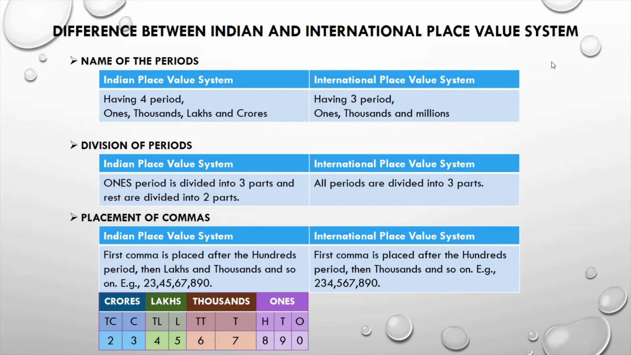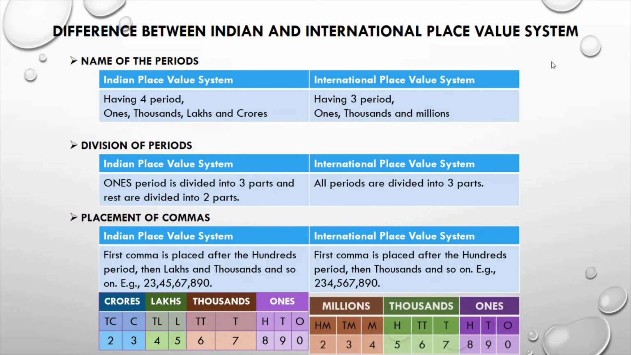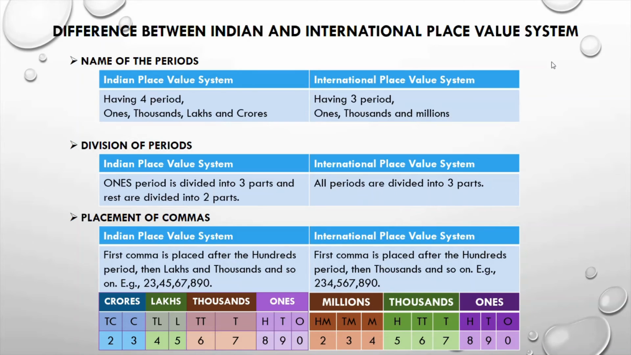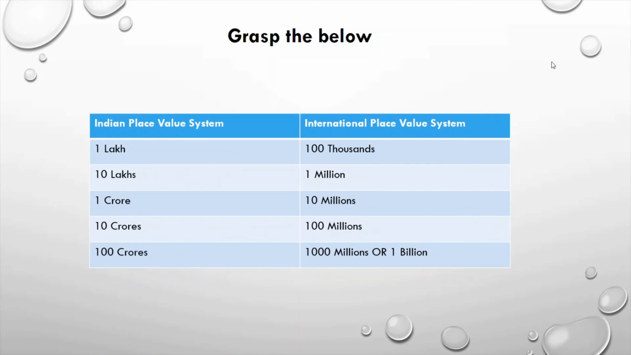Let's take an example for this. 23 crores, 45 lakhs, 67,890. Whereas in the international place value system, the first comma is placed after the hundreds place, then thousands, and so on. Let's take an example for this also: 234,567,890.